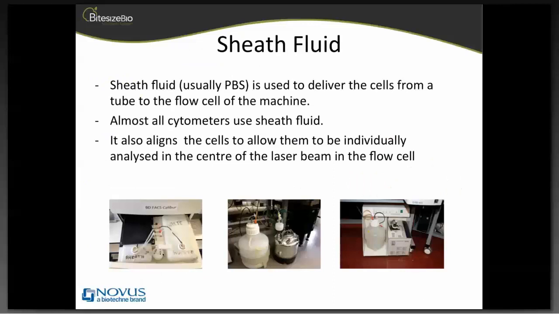Most flow cytometers contain sheath fluid, and this sheath fluid is usually PBS, and it's used to deliver the cells from a tube to the flow cell of the machine. And what it's doing is aligning the cells so they can go through the center of the laser beam, where the laser beam is the most intense. The cells and the sheath fluid don't actually mix, so some cytometers can be run using water.